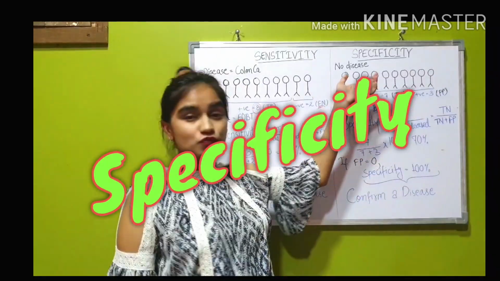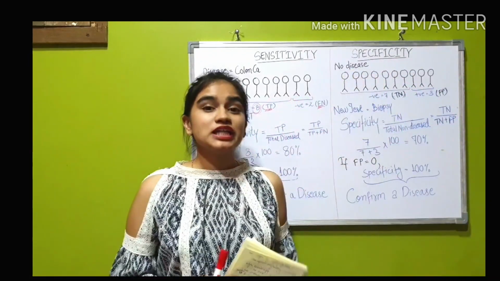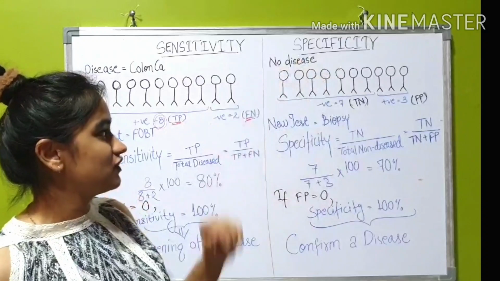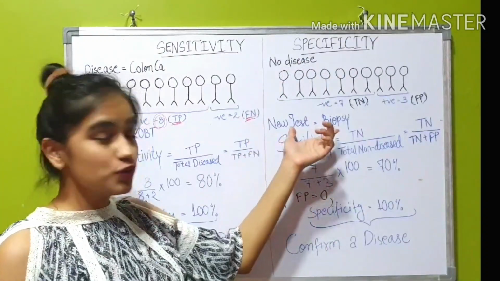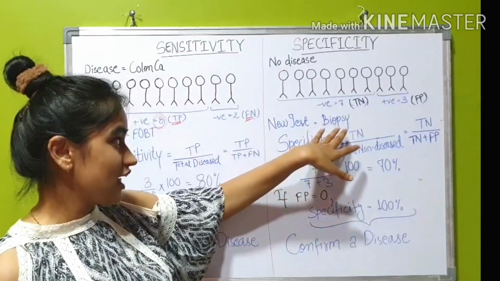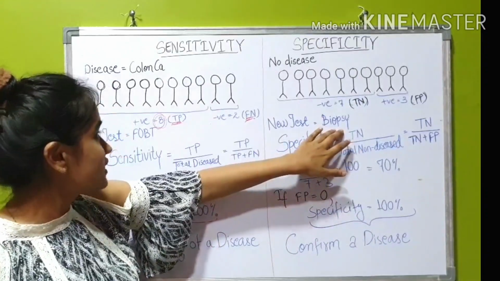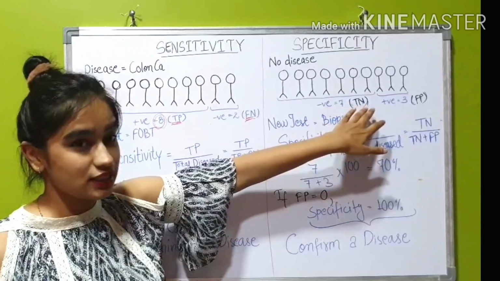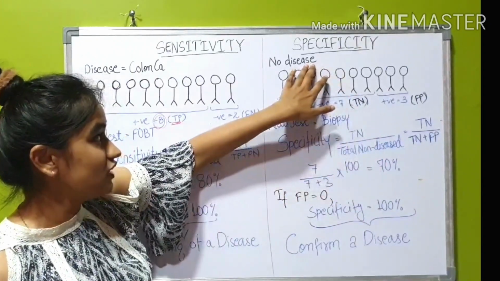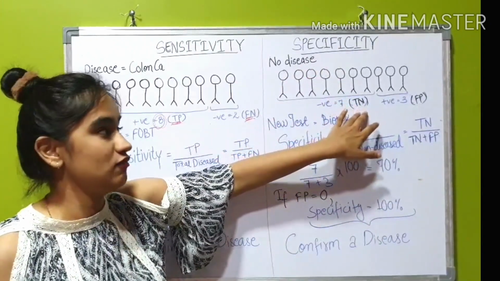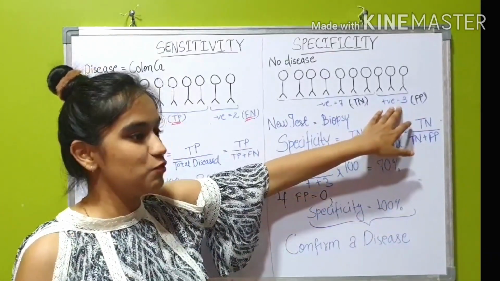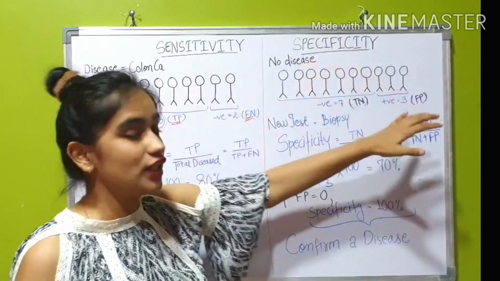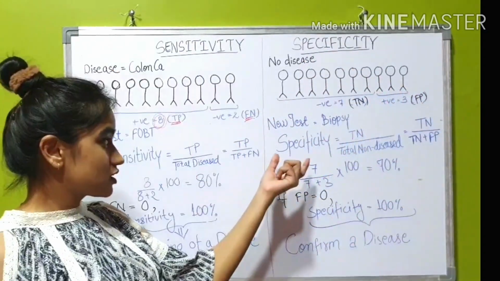So let's move forward with specificity. In order to obtain specificity of a test, we are going to take 10 individuals who do not have the disease, for which a new test is intended, that's biopsy. So let's say using this test, 7 people tested negative. And we know they do not have the disease, so they are truly negative. And 3 people tested positive. But we know that they do not have the disease, so they are falsely positive.